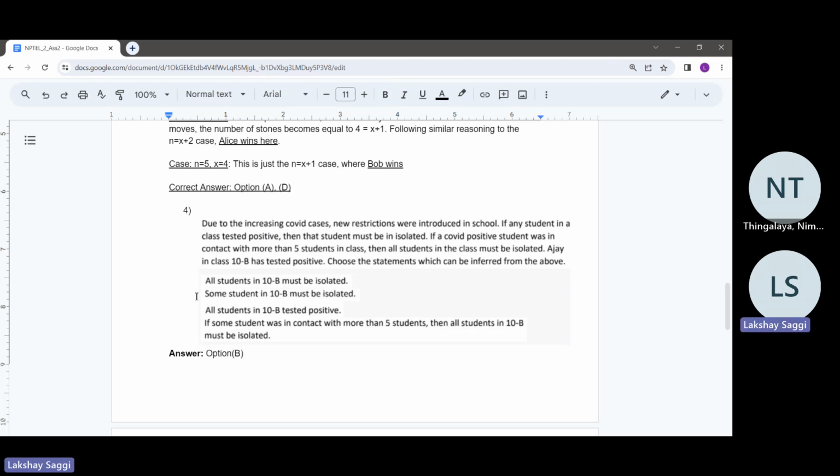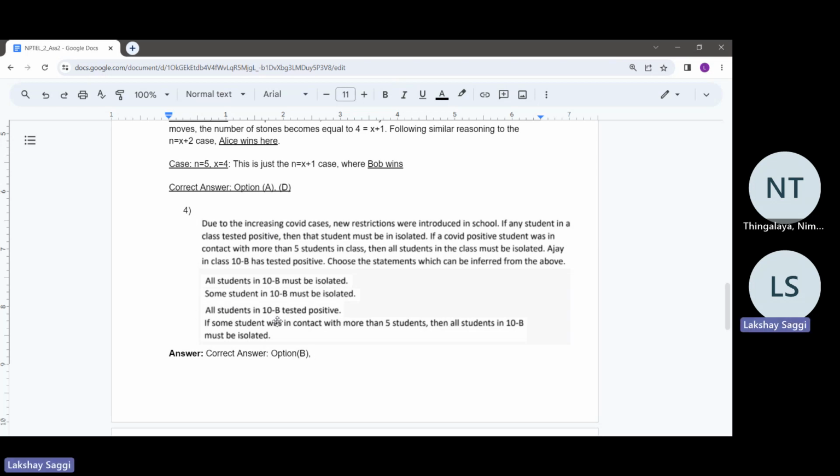Since this is the more straightforward question, I'll just write the correct answer here and not type out all the reasoning, because I think these oral discussions are enough for this question. So option A is incorrect. Option B, some student in 10th B must be isolated, is correct because this some student who is isolated is Ajay actually.